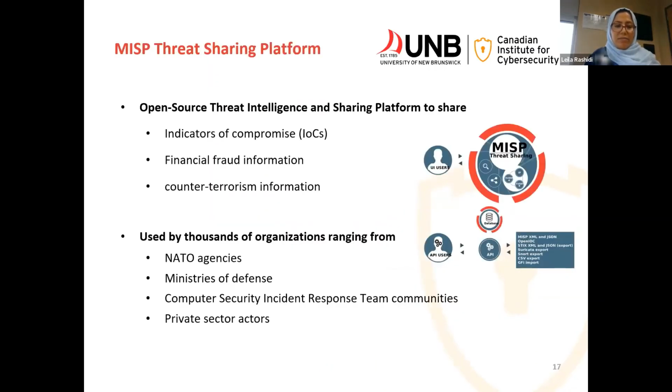Now I describe more details about a cyber threat intelligence sharing platform called MISP. MISP is open source and can be used to share indicators of compromise, financial fraud information, and counterterrorism information. And it is used by thousands of organizations belonging to different domains, ranging from NATO agencies, Ministry of Defense, computer security incident response team communities, and also private sector actors.